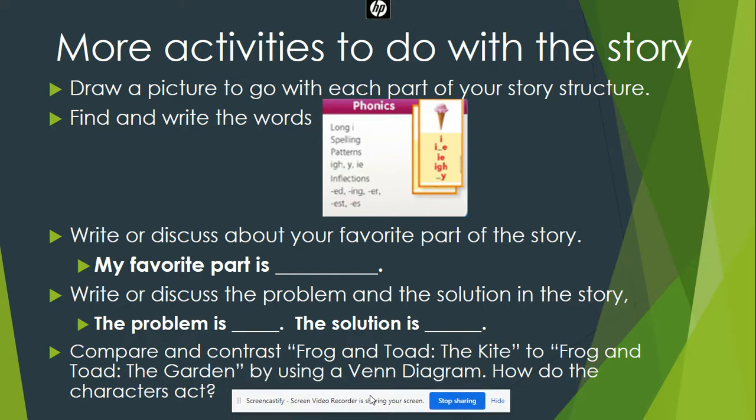And then lastly, you can compare and contrast Frog and Toad: The Kite to Frog and Toad: The Garden by using a Venn diagram. How do the characters act? What happened in the story? How are they the same and how are they different?